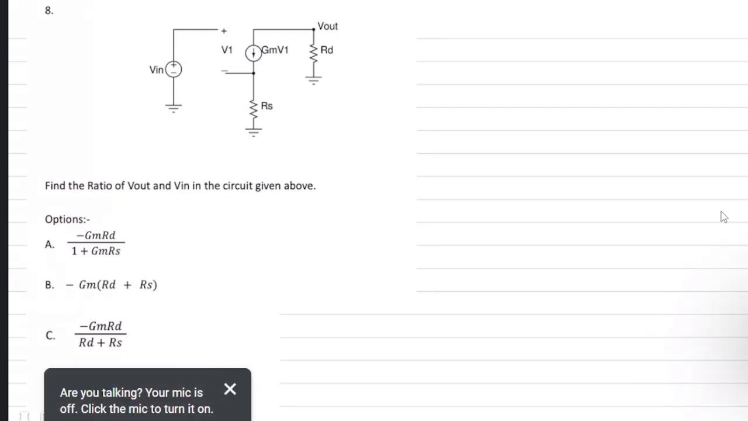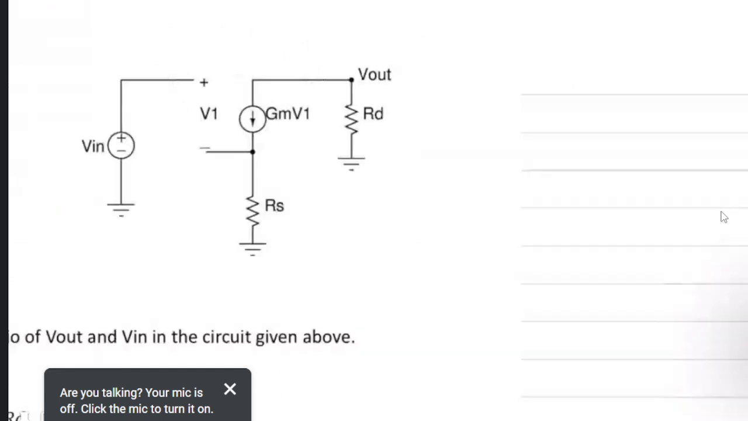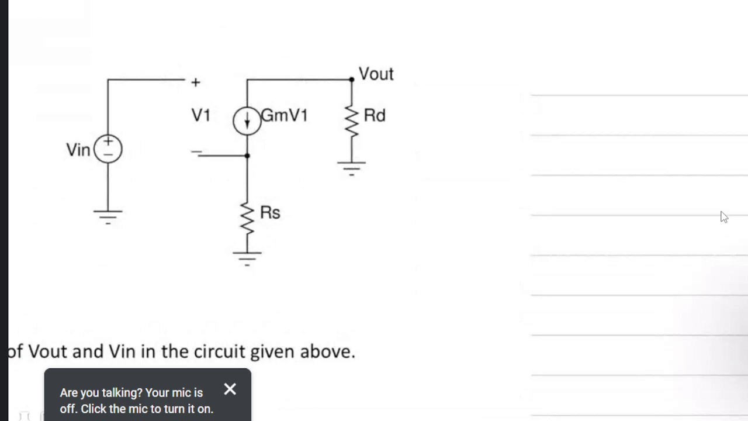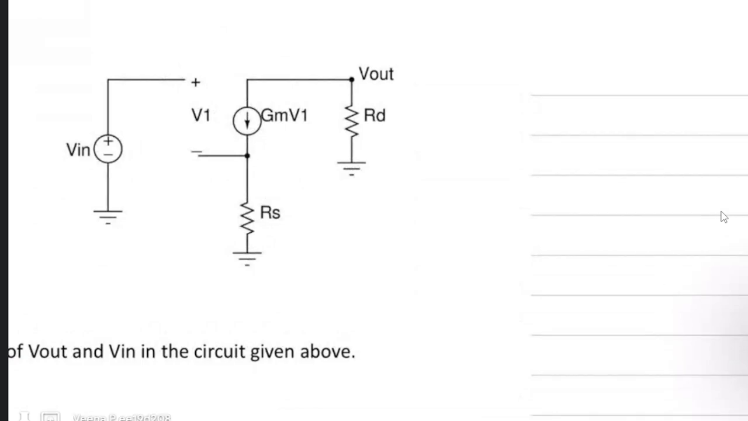Find the ratio of V out and V in for the circuit given above. So you are given a circuit, and you are asked to find V out by V in. Let us find the relations which connect these two.